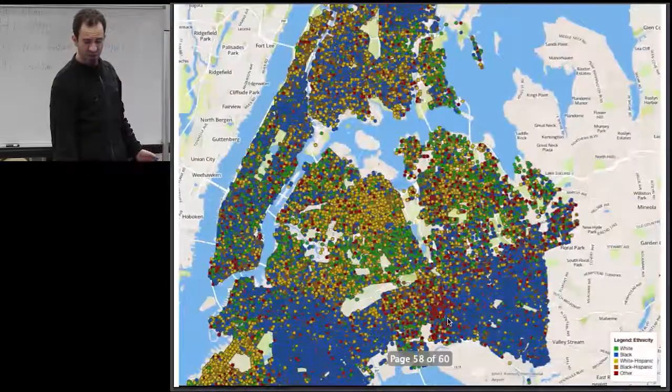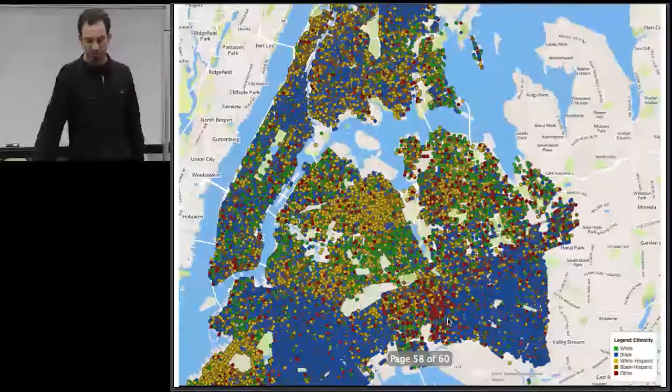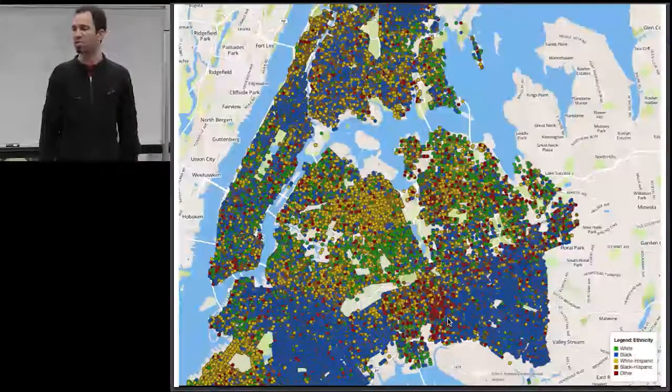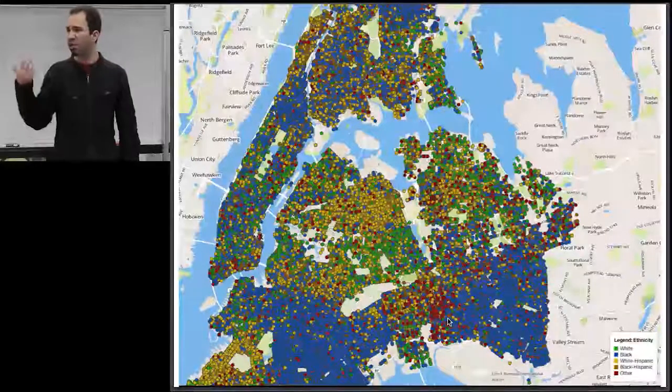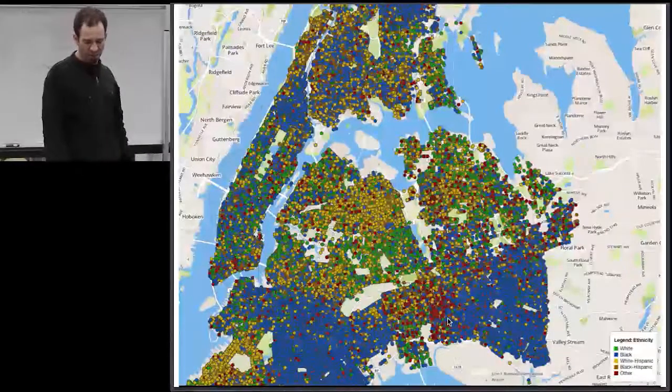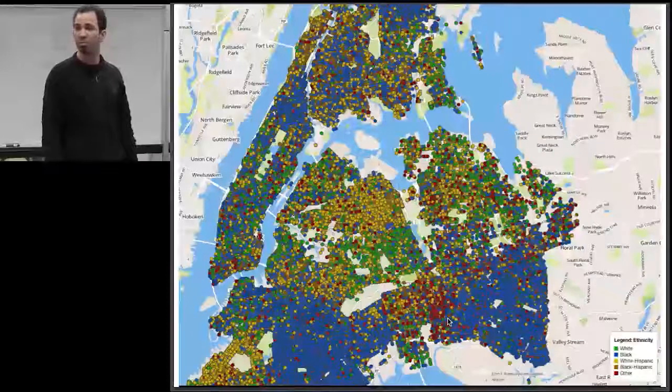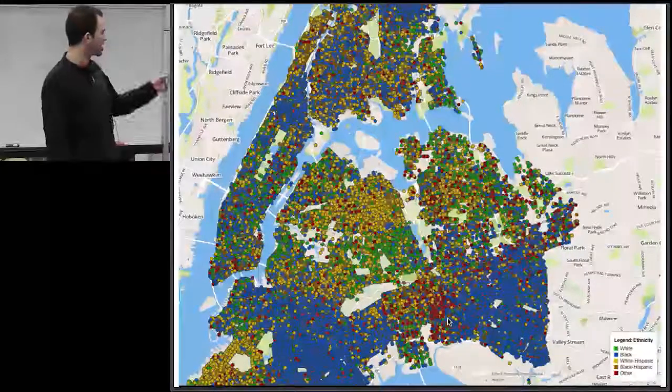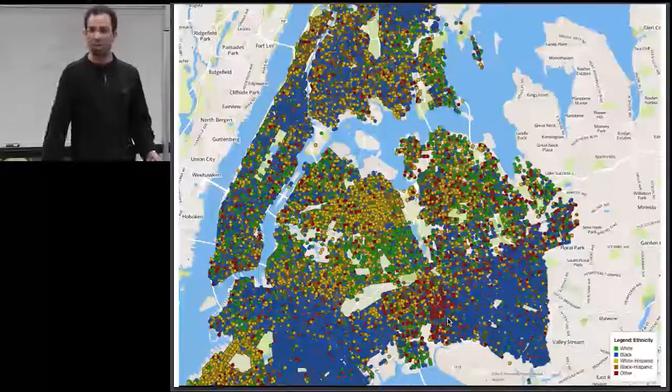So we have the data. We can run correlations of the stop density versus the economic income of the neighborhood. Although, honestly, it's pretty random. I can tell you from looking at this map that it doesn't correlate to income.